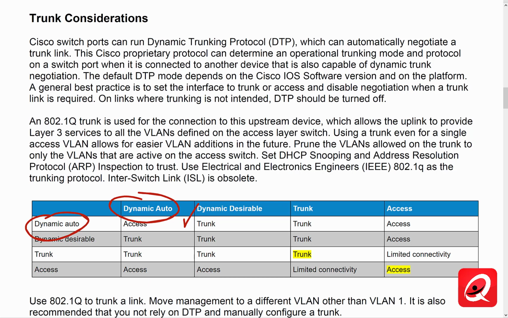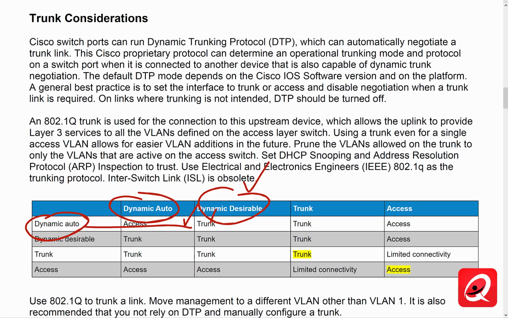It's kind of like two shy kids on a date. If one person doesn't make the move, then the fireworks don't happen, right? So in this case, dynamic auto to dynamic auto, the trunk's not going to get negotiated. If I go desirable to auto, then the trunk will get negotiated, because this side is saying, hey, I want to become a trunk, and the other side is saying, okay, you want to become a trunk, we'll go ahead and become a trunk.